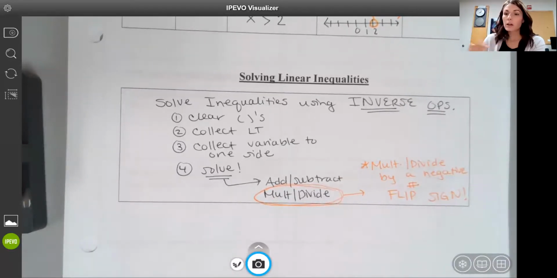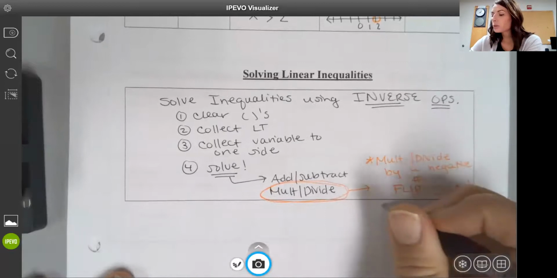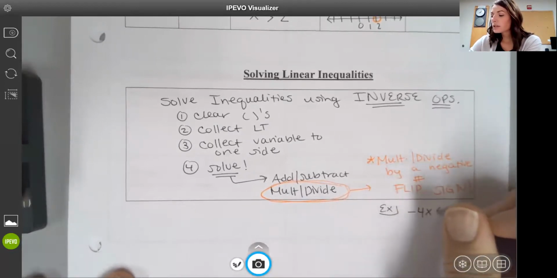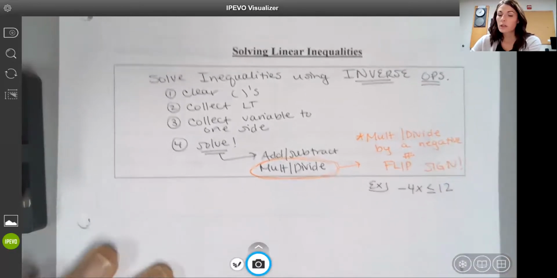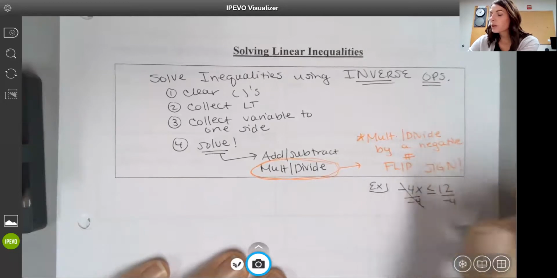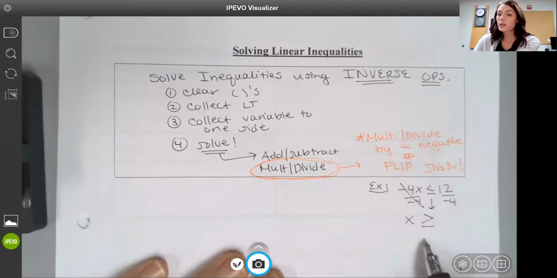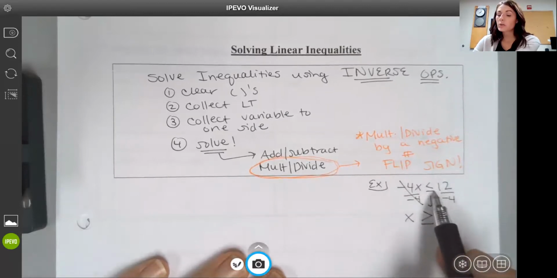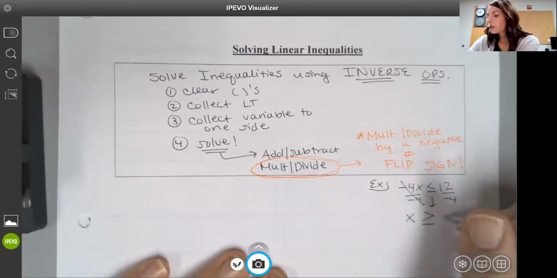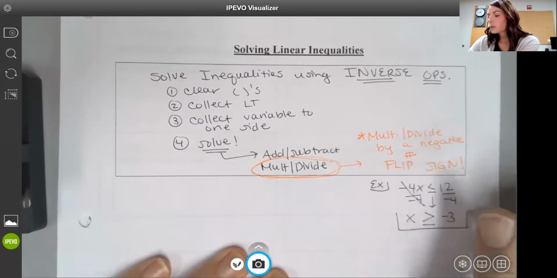In order to keep our inequality solution true, we need to flip our sign if we multiply or divide by a negative number. So for example, if I had negative 4x is less than or equal to 12, when I divide by negative 4, that's going to flip my inequality sign around. So it was a less than or equal to, and is now a greater than or equal to. Now I have x is greater than or equal to negative 3. So there's my solution.